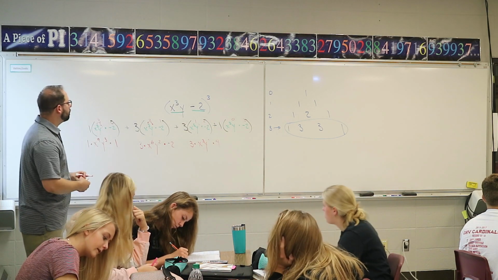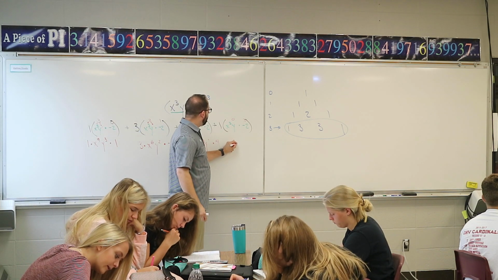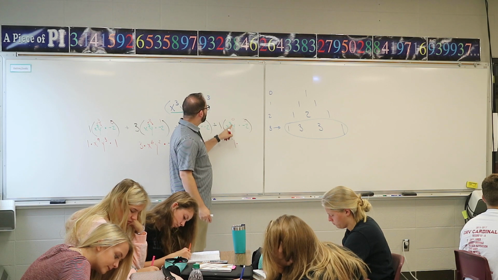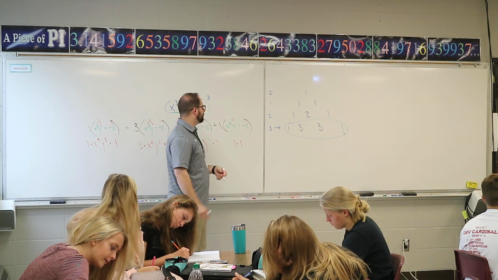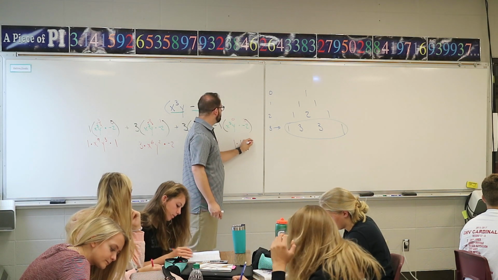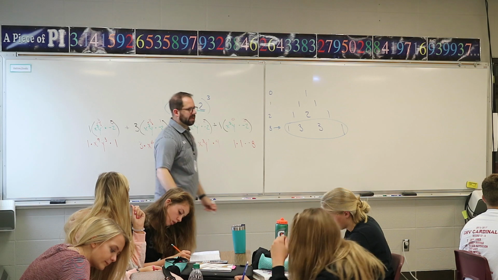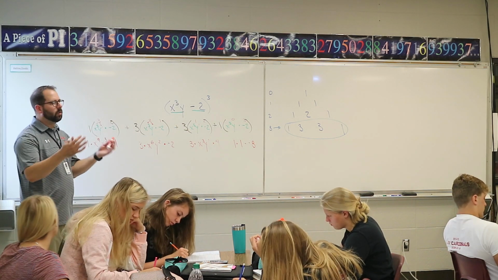Okay? The last number, I have a 1 out front. X to the 3rd, y, all to the power of 0 is just a 1. The variables cancel out. Negative 2 to the 3rd power is a negative 8. Negative 2 times negative 2 times negative 2. And now we can get to our final answer.